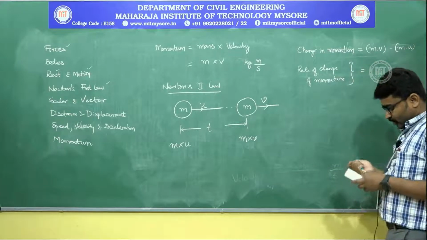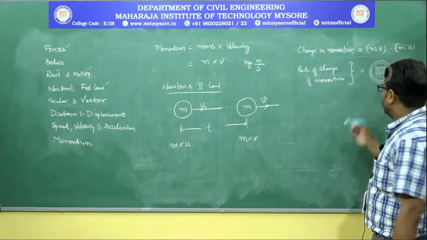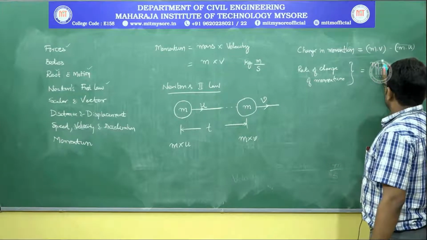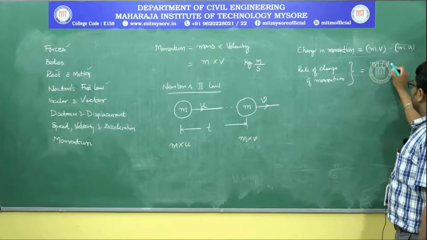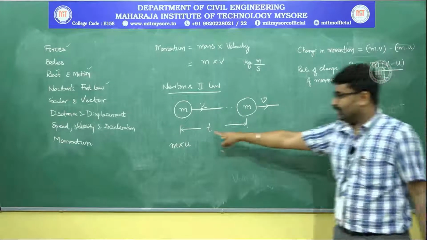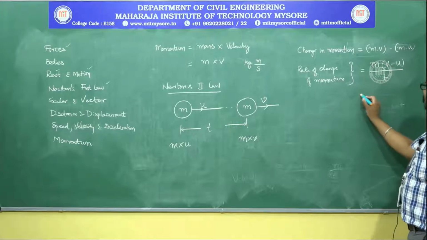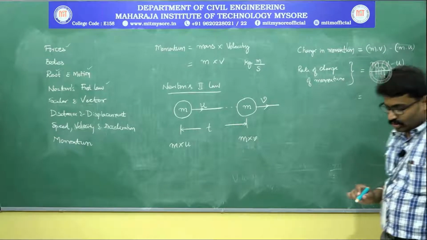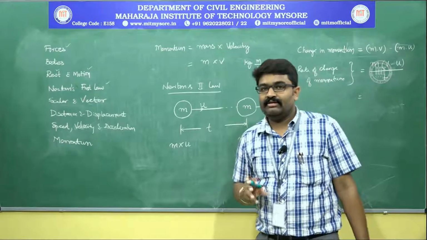As I have already told you, when there is rate in the definition, you will have time in the denominator. That means mv minus mu is there. I will take m outside, m into v minus u divided by time. Time interval here is t. So m into v minus u by t. But what is v minus u? v minus u is change in velocity.